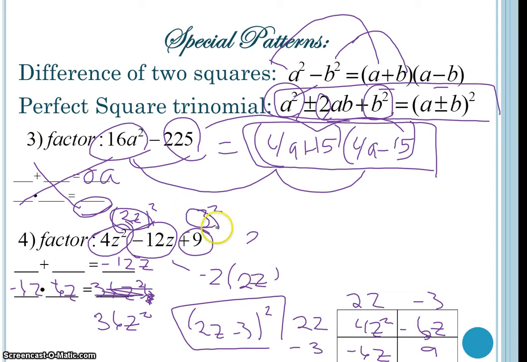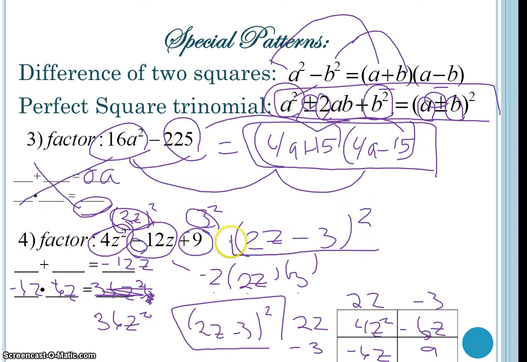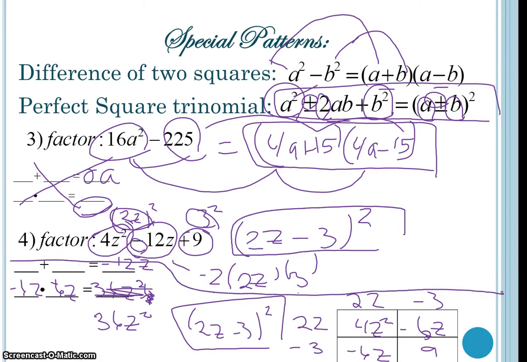times the other square root number 3. It is negative 2 times 2 is negative 4 times 3 is negative 12. So it is in fact following that pattern. So it factors as you take the square root of the first number and the square root of the last number. So the square root of the first number is 2z, and then the last number is 3. And if it's plus in the problem over there, then it's plus in the answer. If it's minus here, it's going to be minus here, and then it's squared. So you can do it two ways. You can remember the special patterns and do it that way, or you can use the box method.